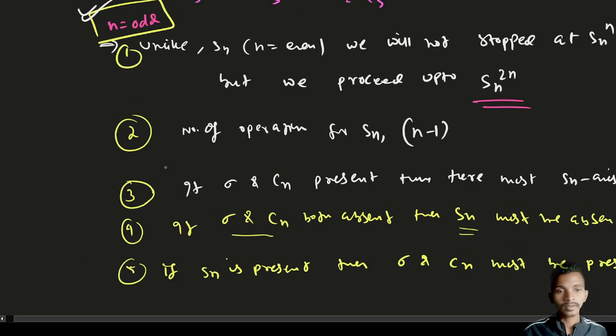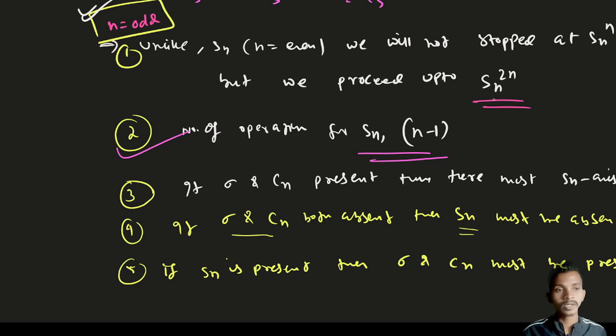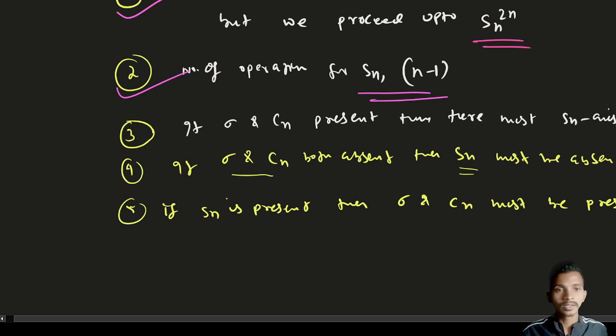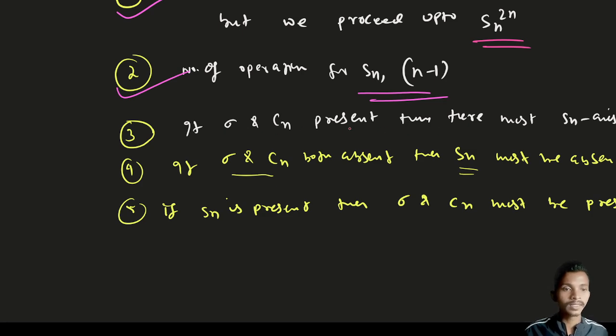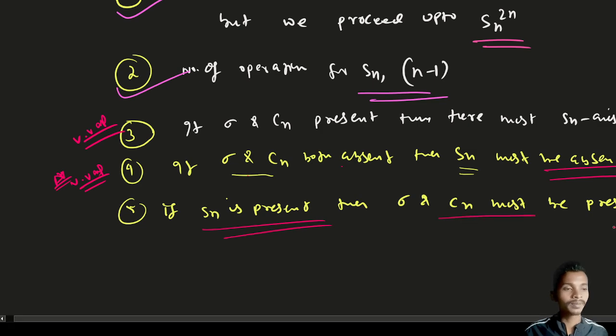The point is that the number of operations is n minus 1, and you have to proceed up to this much. And the important point is that if this and this are present, then Sn must be present. This is very important. And if these are absent, then Sn must be absent. And if this is present, then this must be present.